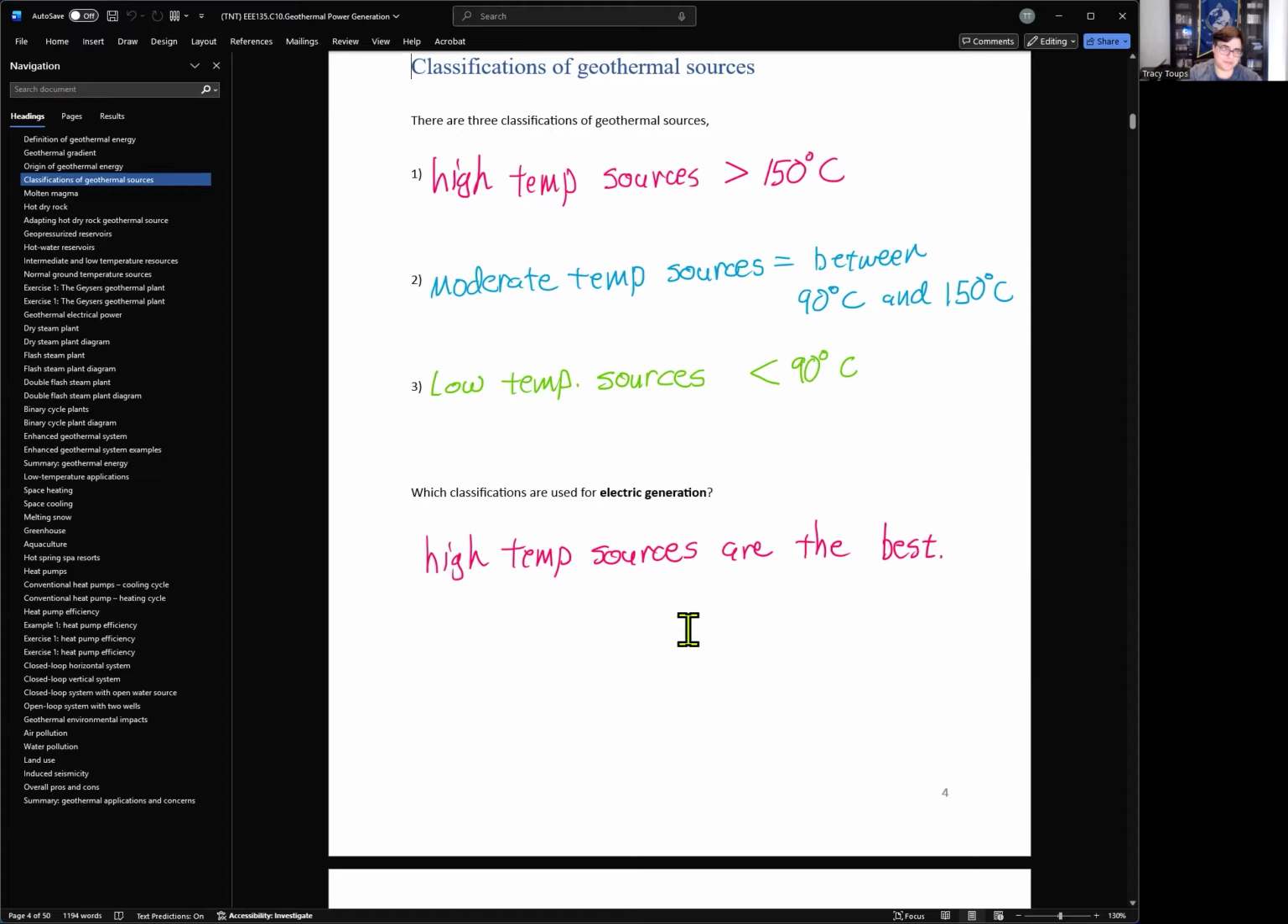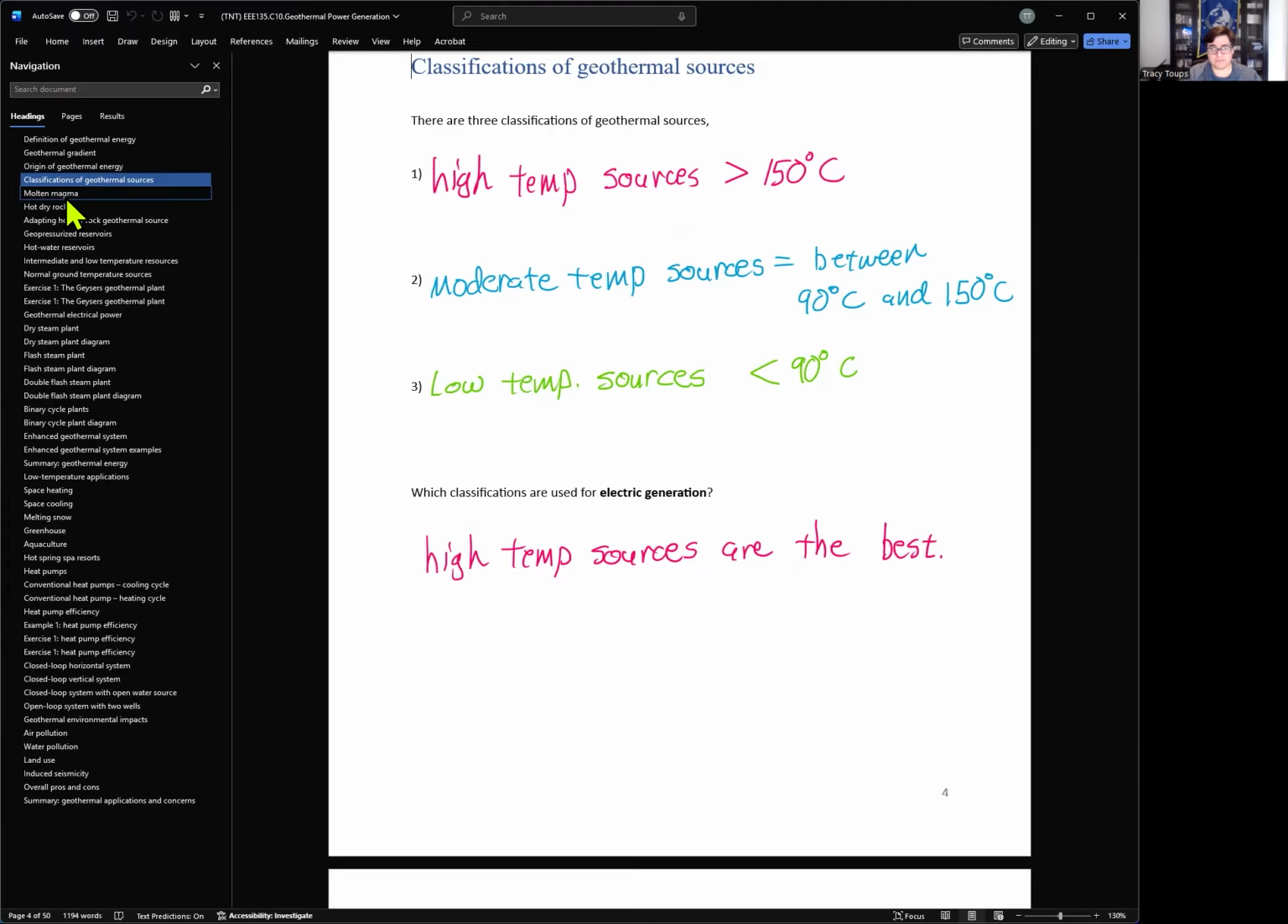Which classifications are typically used for high electric generation? The high temperature source is always the best. We absolutely can't use low temperature sources. Moderate temperature sources is kind of iffy, right? We probably tend not to use them because it could go to a lower temperature and then we kind of lose all our money on investing in a plant. So if I'm going to make a giant electric generator, a geothermal plant, I want to make sure it's at a high temperature source so we have that constant heat and a constant electric energy production.